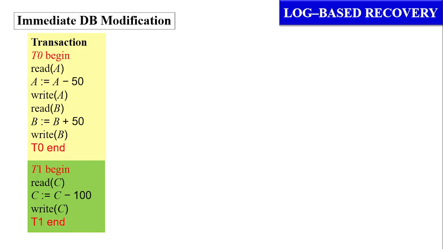We are going to discuss the immediate database modification technique by executing a serial schedule which contains transaction T0 followed by T1. Here T0 transfers amount 50 from account A to account B, whereas T1 transaction withdraws amount 100 rupees from account C. When these transactions are executed, let us now discuss how this immediate database modification technique performs its operation.